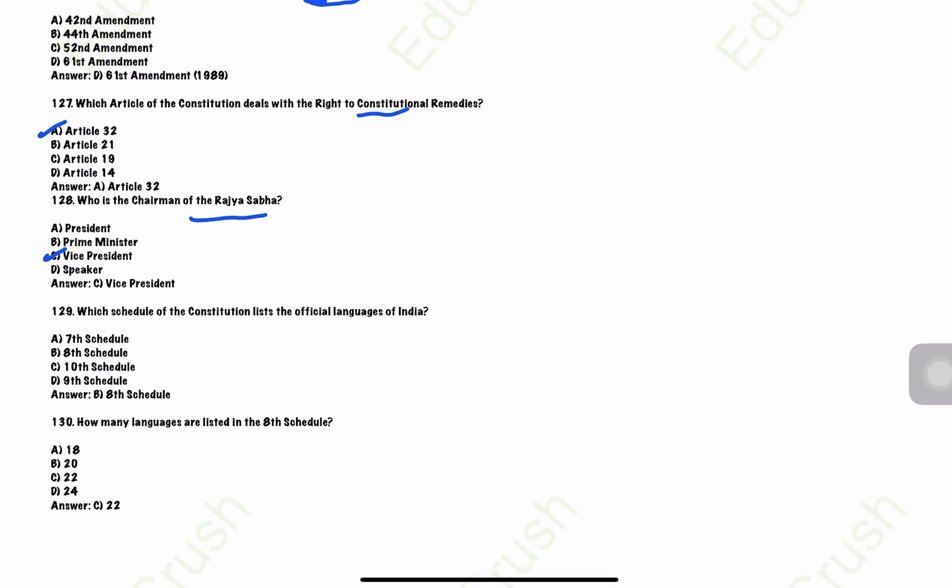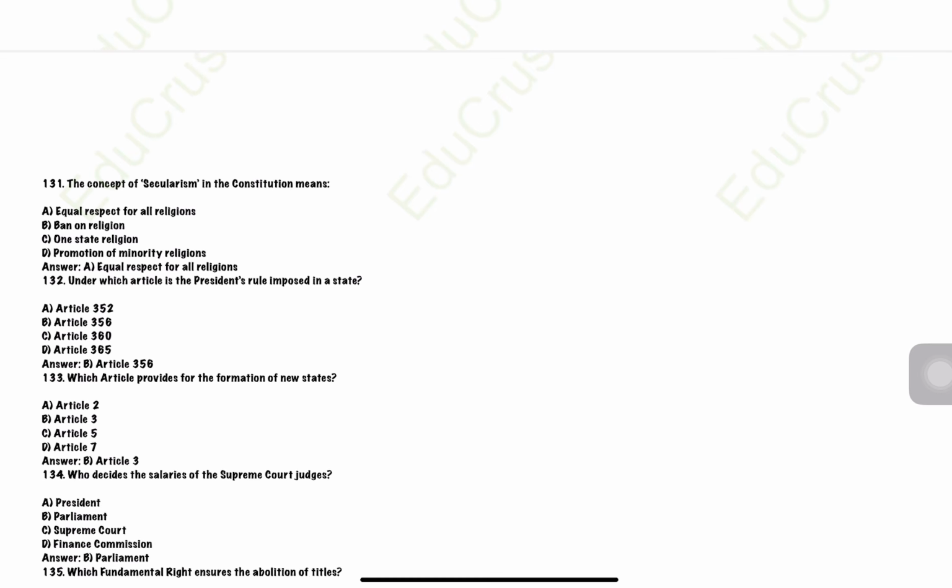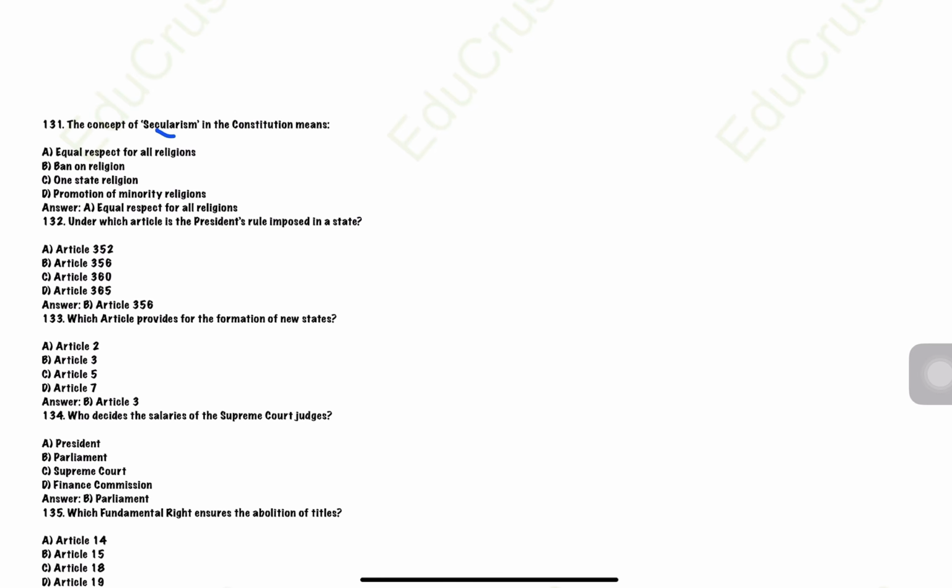Which schedule of the Constitution lists the official languages of India? 8th schedule of the Constitution lists the official languages of India. How many languages are listed in the 8th schedule? 22 languages are listed in the 8th schedule. Next, the concept of secularism in the Constitution means equal respect for all religions. Under which article is President's rule imposed in a state? Article 356. Which article provides for the formation of new states? Article 3 provides for the formation of new states.